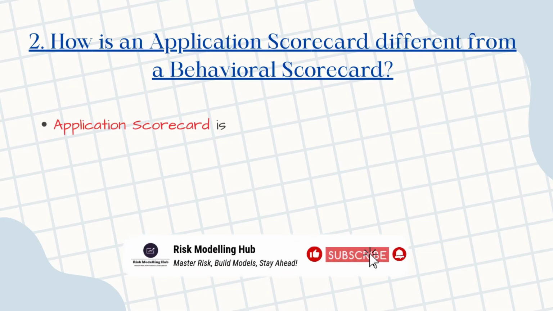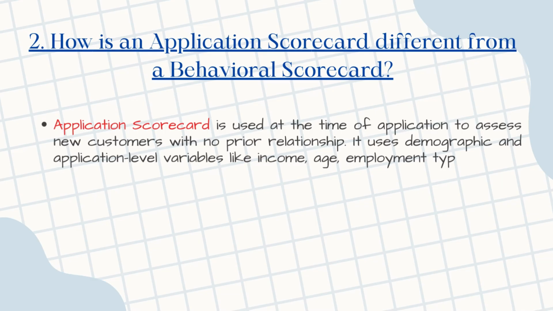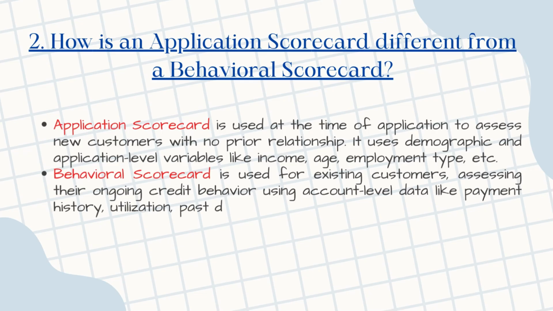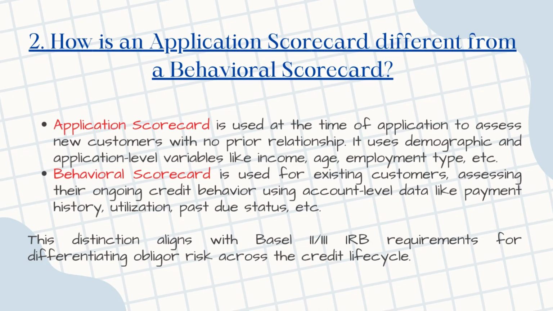So, the application scorecard is used at the time of application to assess new customers with no prior relationship. It uses demographic and application level variables like income, age, employment type, etc. Whereas behavioral scorecard is used for existing customers, assessing their ongoing credit behavior using account level data like payments, payment history, utilization, past due status, etc. This distinction aligns with Basel II or III IRB requirements for differentiating obligor risk across the credit life cycle.